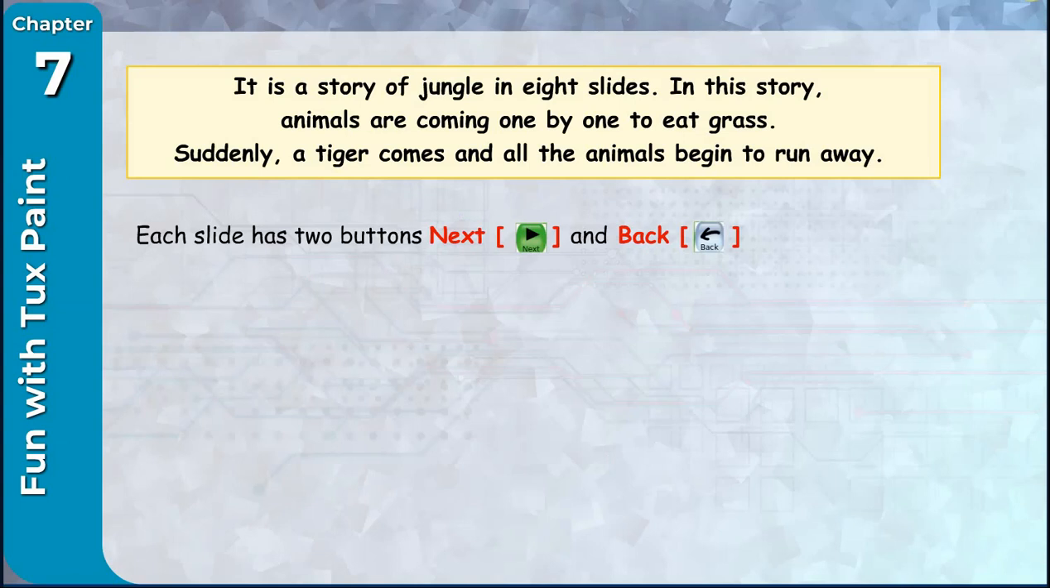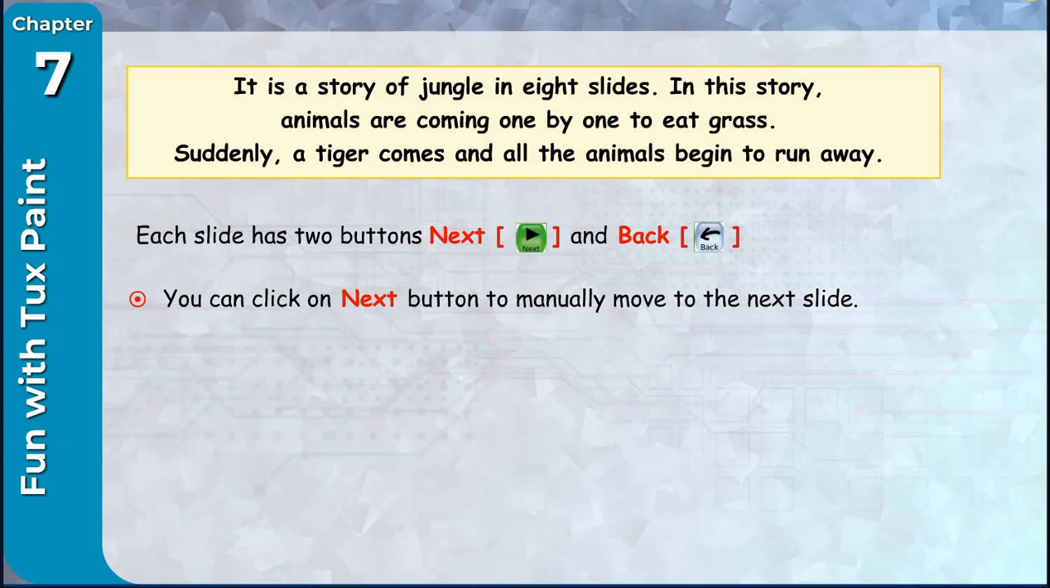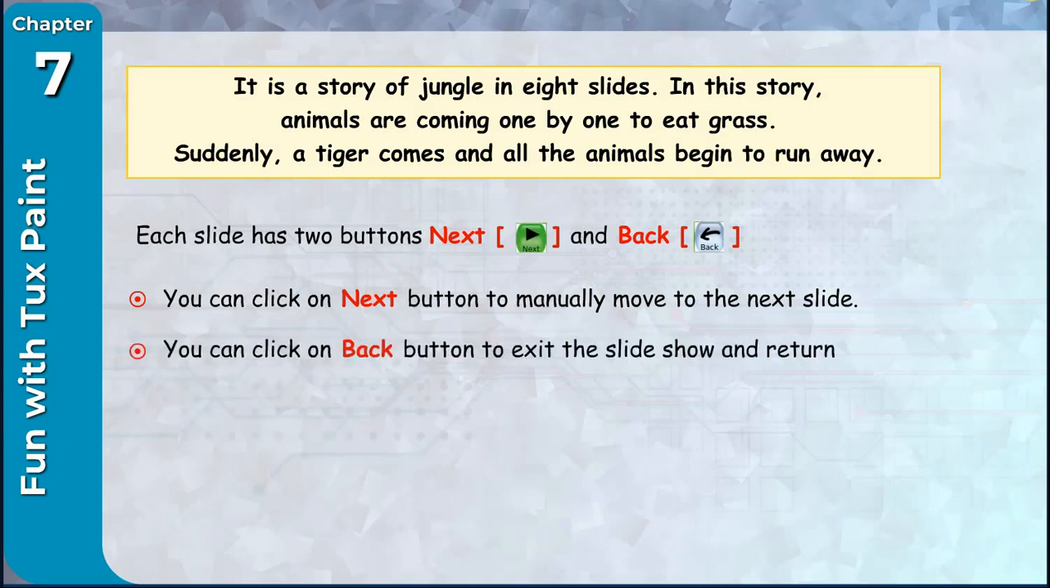Each slide has 2 buttons, Next and Back. You can click on Next button to manually move to the next slide. You can click on Back button to exit the slideshow and return to the slideshow image selection screen.